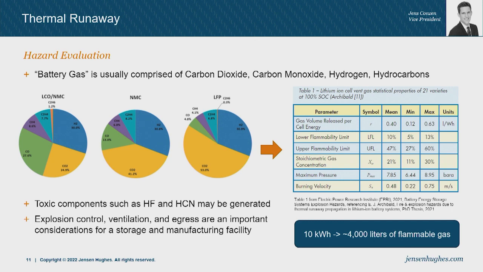As I mentioned, the gas that comes out of the cell is flammable. So what is it comprised of? It is basically a dirty cocktail, a dirty mix of stuff. We call it battery gas, for lack of a better term. It's primarily carbon dioxide, carbon monoxide, hydrogen, and hydrocarbons. Depending on the chemistry, as you can see in the pie chart, this varies. Sometimes you might have 20% hydrogen, sometimes 35, and so on, but roughly a third is typically hydrogen. It varies based on different factors.